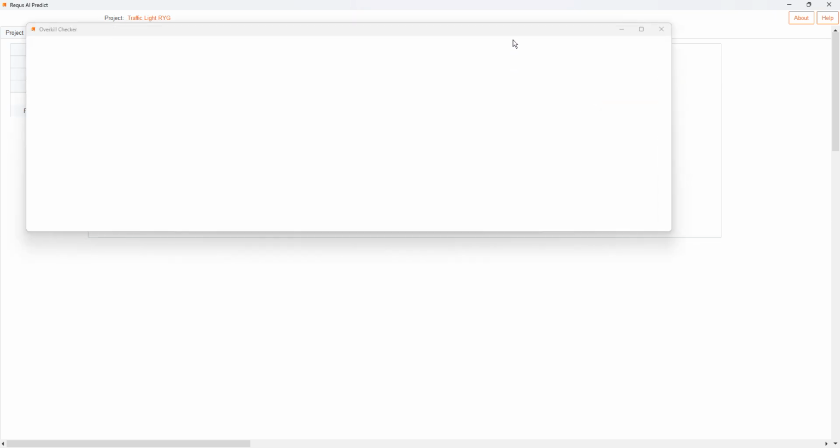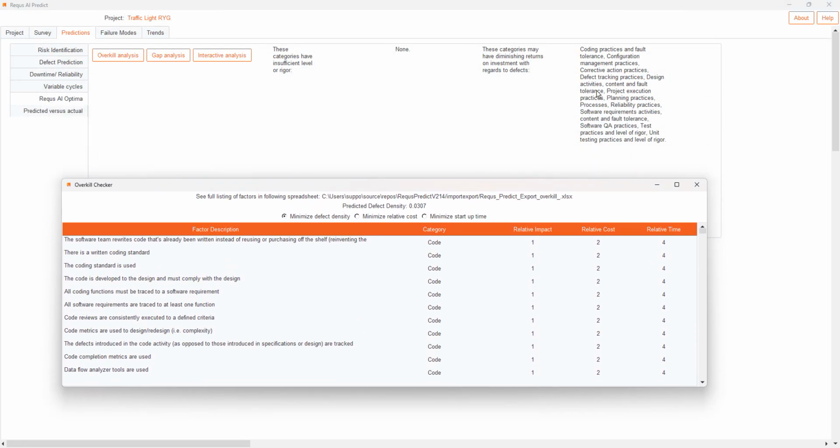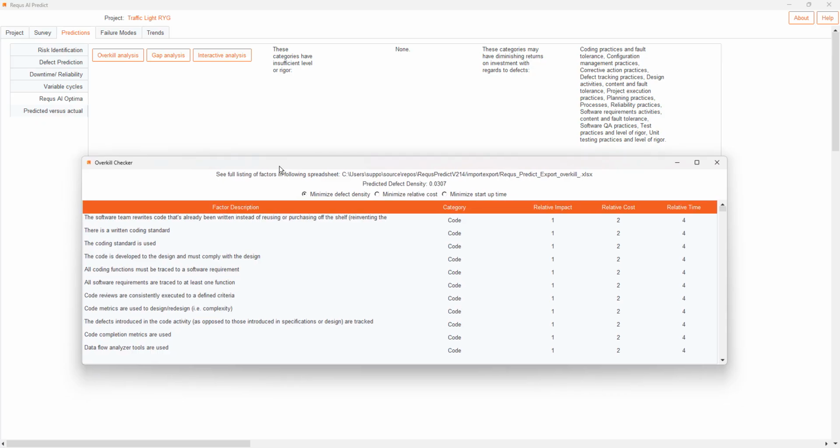You can see, let's look here. It's already telling us that several of our categories look like they might be overpopulated with development practices. And we don't have really any gaps in any of the categories. So this particular project might be ripe for removing some overkill. We could see our initial defect density is 0.0307, which is quite low, the prediction.